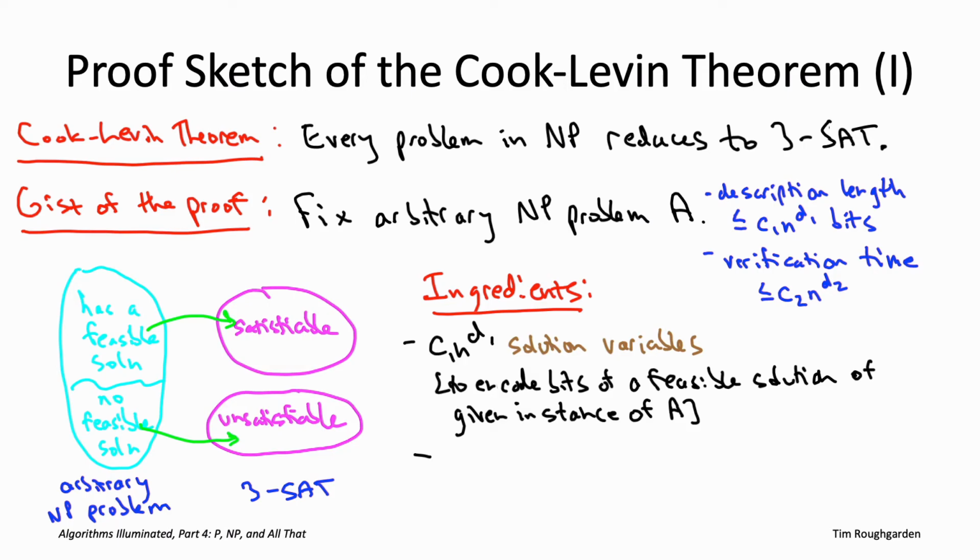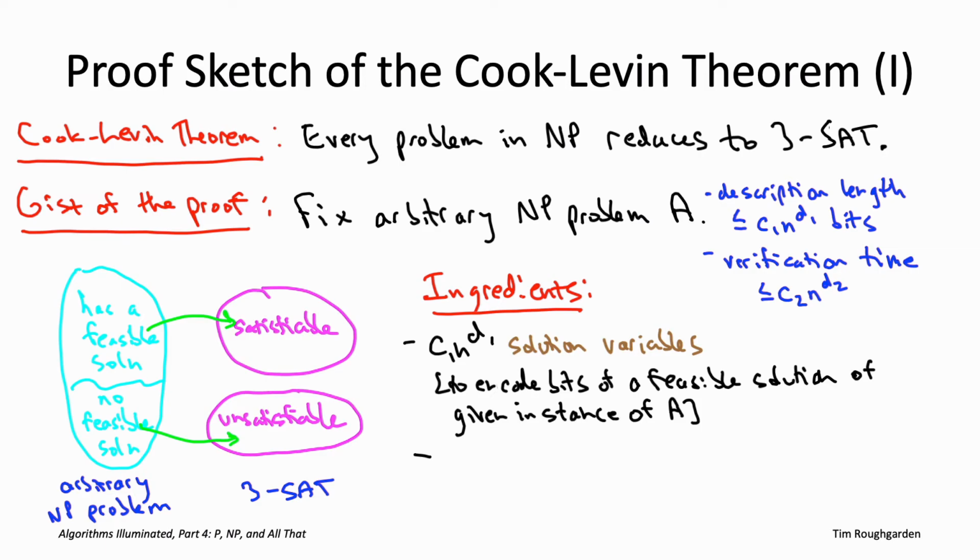So the reduction has now already taken advantage of that first property satisfied by NP problems, that the description length of candidate solutions is not too big. The reduction, therefore, can just explicitly have Boolean variables encoding the bits of an alleged feasible solution. We still have to take advantage of this second property possessed by NP problems, efficient recognition. So we need to use the fact that there is this polynomial time verification algorithm that, given a candidate solution, confirms or denies its feasibility in at most C2 times n to the D2 steps. What we're going to do is have a whole other collection of Boolean variables in our 3-SAT instance, which we're going to call state variables.